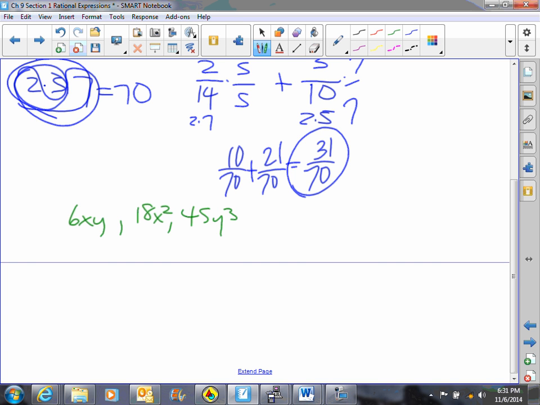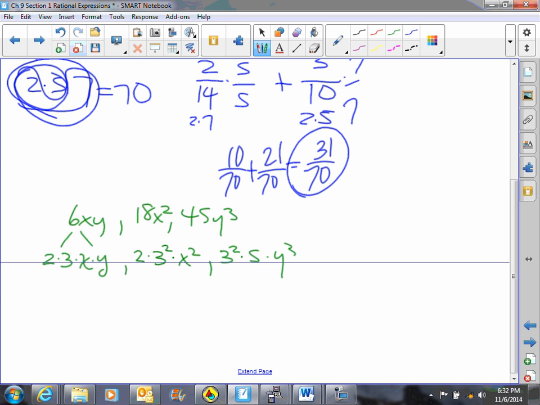Well, we're going to write the factorizations of each one of these. 6xy becomes 2 times 3 times x times y. 18x squared becomes 2 times 3 squared times x squared. And 45y cubed becomes 3 squared times 5 times y cubed.